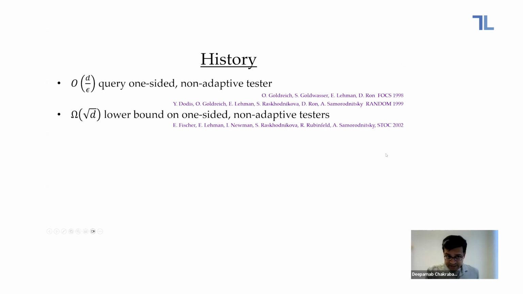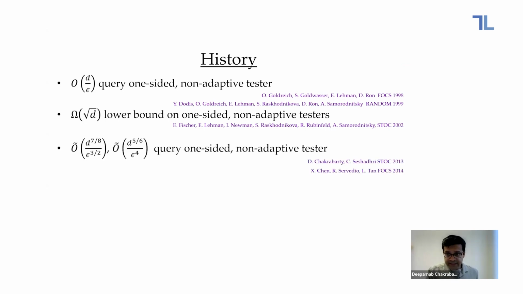And this was the state of the art for a while, till a paper of mine with Seshadhri around 10 to 11 years ago, where we gave something sublinear in dimension. So we gave d to the 7/8. So we went below d, query one-sided tester. And after that, there was a flurry of work.